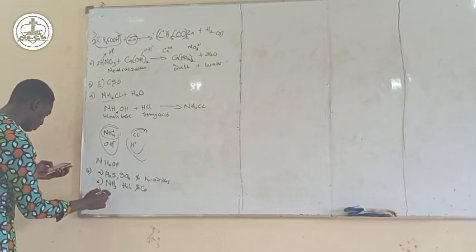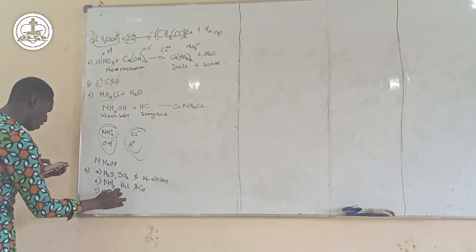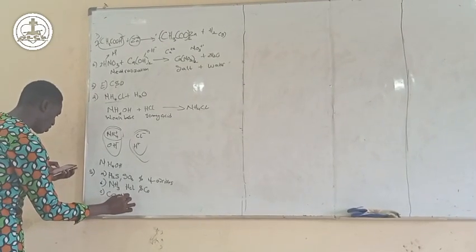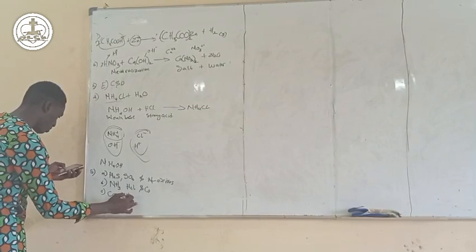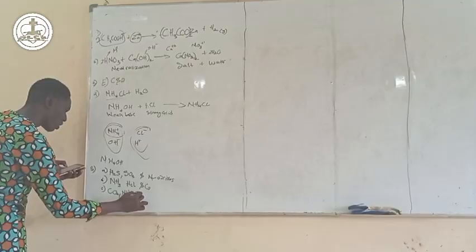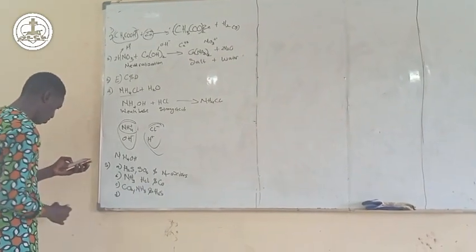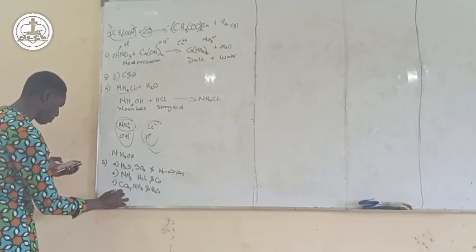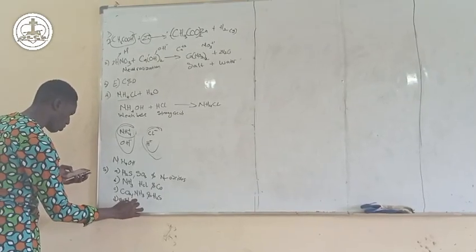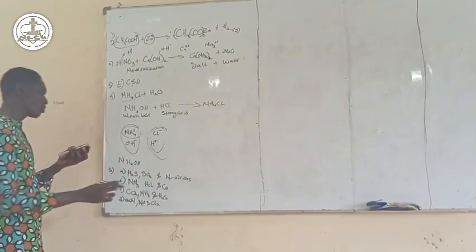Then C is, we have CO2, NH3, and H2S, which is hydrogen sulfide, and we have D. D is dust, NO, and fluorine. Now I want you to pay attention.